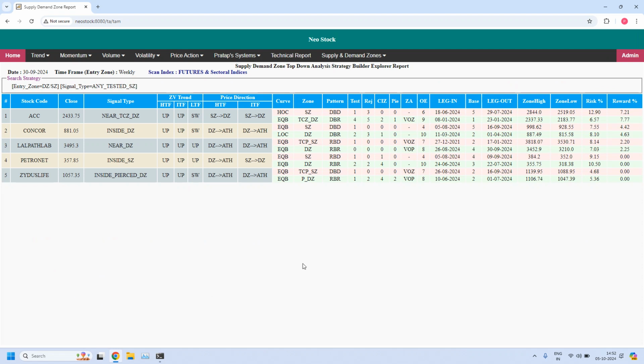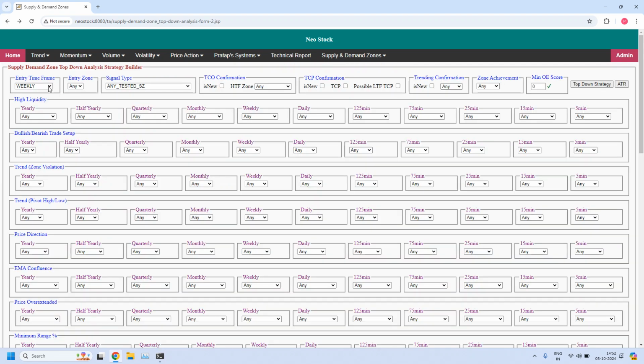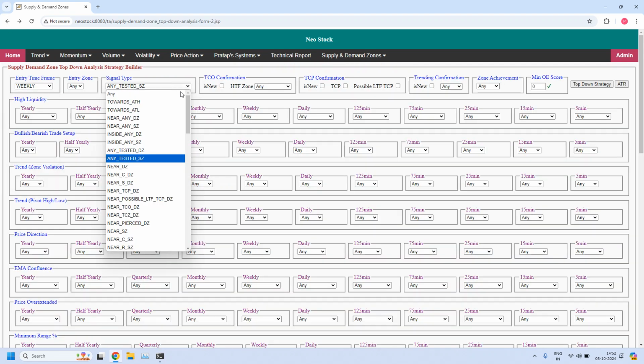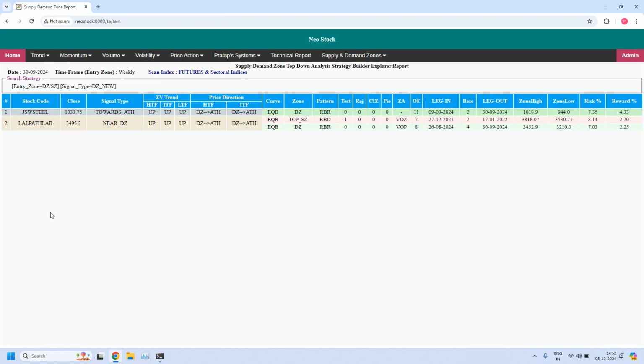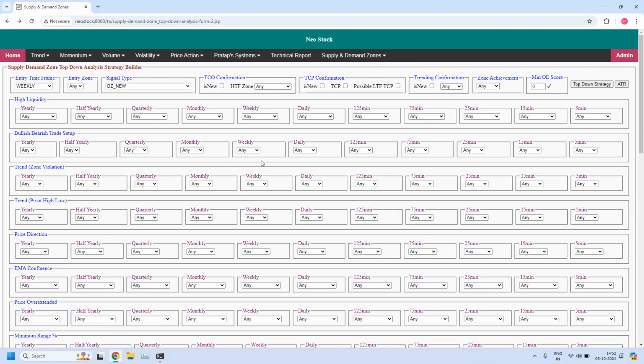Okay, next let us look for newly created zones during this week. For weekly time frame, let us find the stocks having newly created weekly demand zones. So these 2 stocks are having newly created weekly demand zones. Okay, next let us look for the stocks having newly created weekly supply zones.